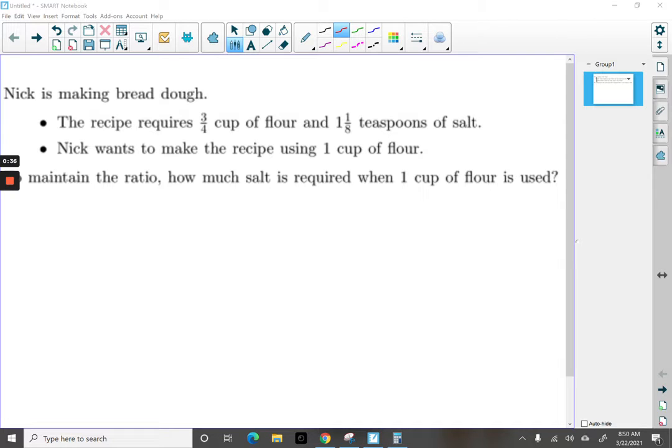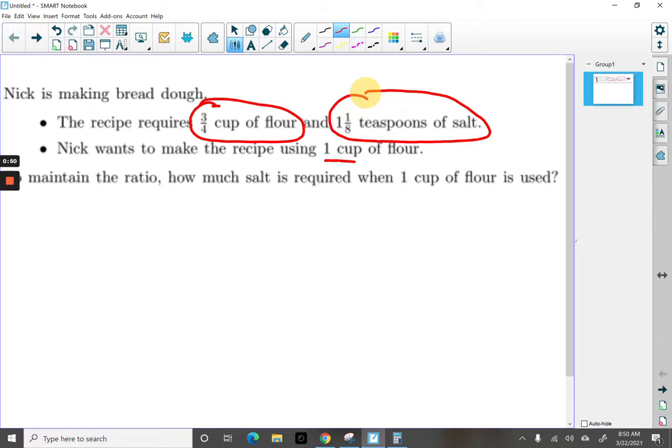So the recipe requires 3/4 cup of flour and 1 1/8 teaspoon of salt. Nick wants to make the recipe using 1 cup of flour. It's our goal to maintain this ratio. How much salt is required when 1 cup of flour is used? So you're just going to repeat that 1 cup of flour here.